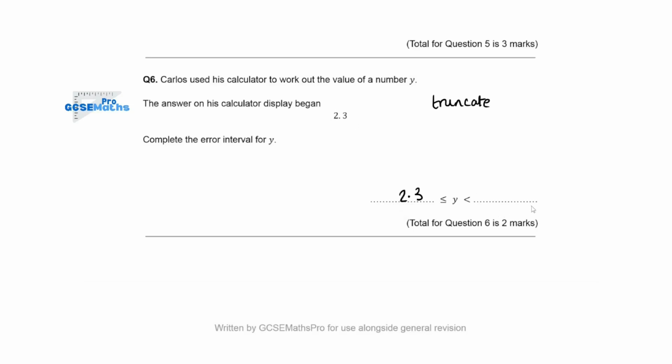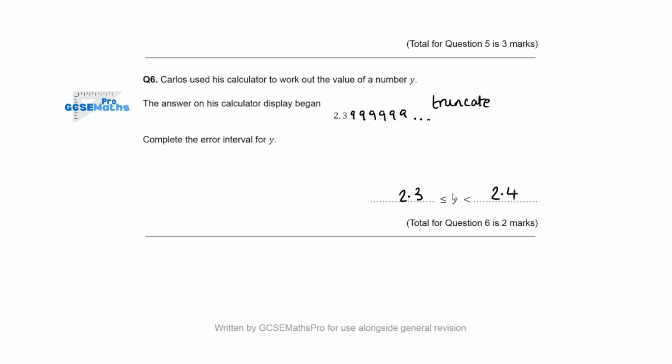And then the biggest is technically 2.4. Now I know it can't be 2.4 because he definitely saw a 3. However, it could have been 2.3999999 to infinity, couldn't it? It could have been, we don't know because they just read the first 2 digits and cut off the rest.